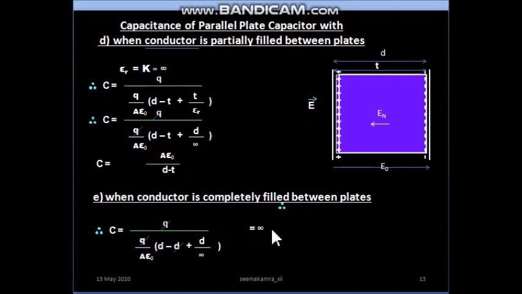So this is a special case: if a conductor is completely filled between the plates, the capacitance obtained is of infinite value. This way we have done 5 cases of the parallel plate capacitor. First was air filled between the plates, second dielectric filled partially, third dielectric completely, fourth conductor partially, and fifth conductor completely filled between the plates. This way we have completed the derivations of the parallel plate capacitor with different mediums.